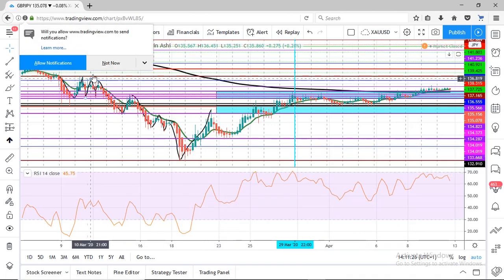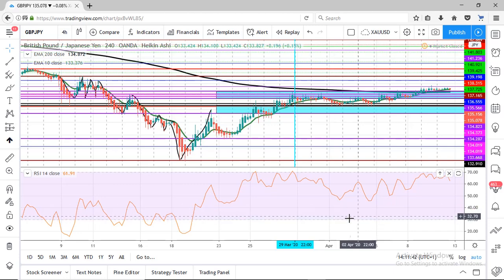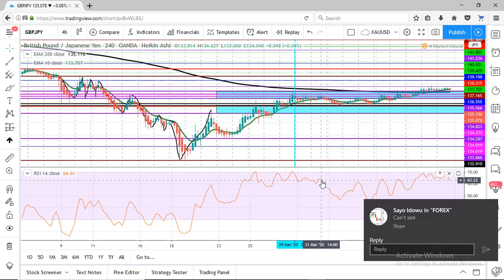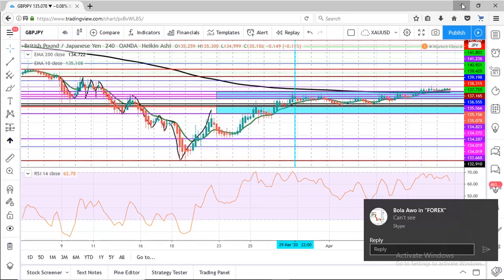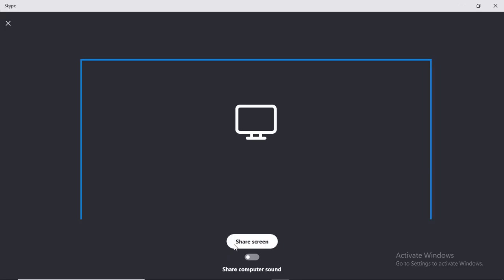Okay. If you can see my screen, please type can see, and if you cannot see, type can't see. Okay, okay. I think I just didn't pick the option of sharing the screen. Okay, I will share my screen. Just hold on.